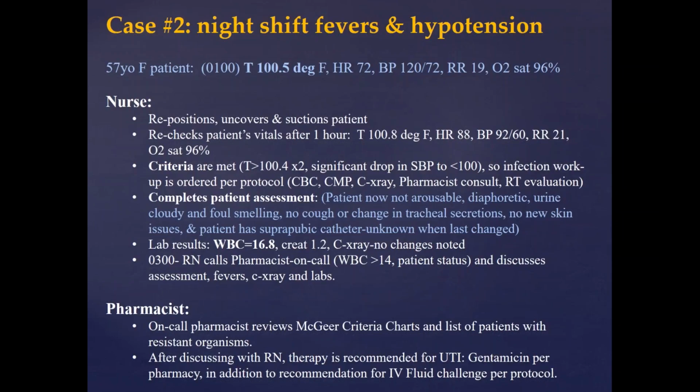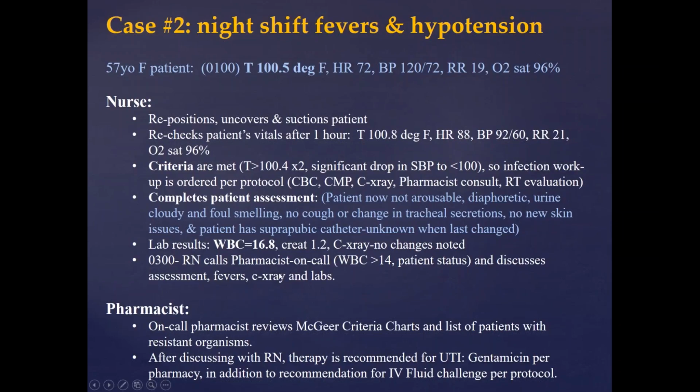the nurse finds the patient now is not arousable. She's diaphoretic, the urine's cloudy and foul, but there's no cough or change in tracheal secretions, no skin issues, and the patient has a suprapubic catheter, unknown when it was last changed. So the lab results come back with white blood cells 16.8, and everything else is normal.